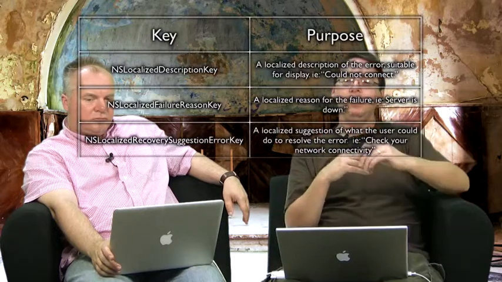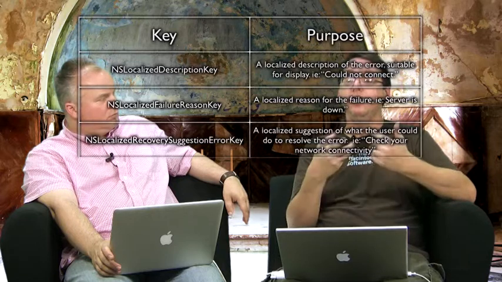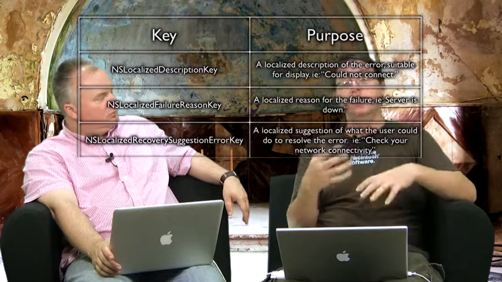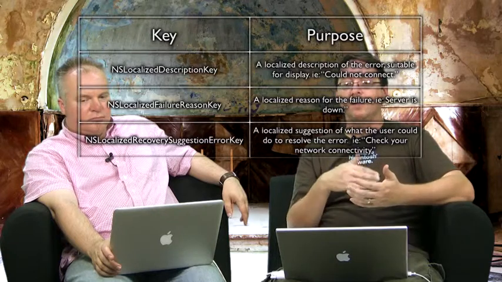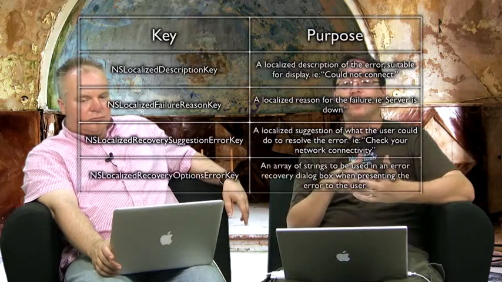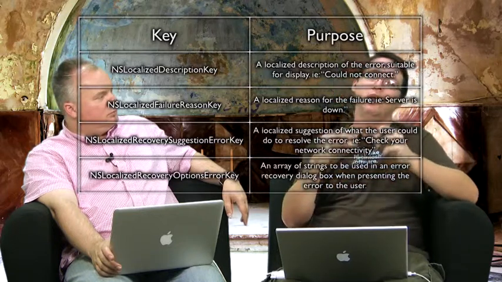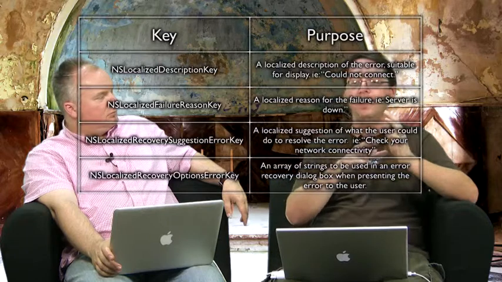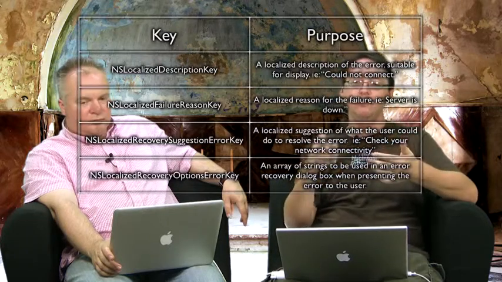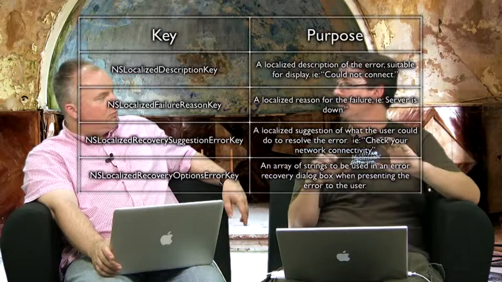Next, there's the NSLocalizedRecoverySuggestionErrorKey, which is used to provide a suggestion of what the user could do to resolve the error. For example, you might say, check your network connectivity. Same thing with the NSLocalizedRecoveryOptionsErrorKey. This is actually intended to be used for a dialog box for the user. You can provide an array of strings to be used for the buttons for that user.